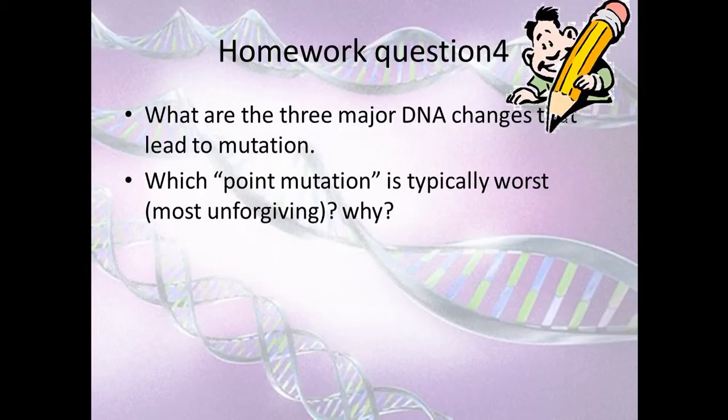So homework question number 4. What are the 3 major DNA changes that lead to mutation? And I just went over them. Okay? And which one are the ones that we call a point mutation? So in other words, which one that changes just one letter, that's a point mutation, is typically worse and unforgiving. And why is it so unforgiving? So if you need to stop, rewind, and re-listen to that little section, go back to it because that's a super important point we're going to keep talking about.